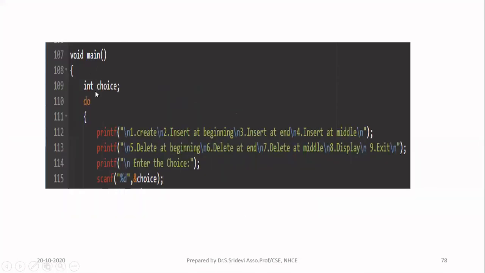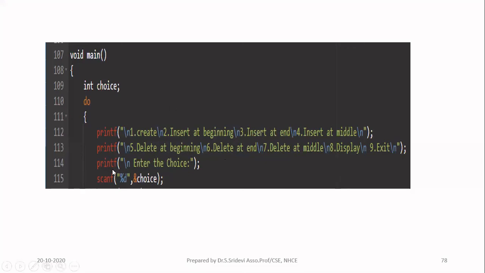Declare the main function, in which you read the choice from the user. Since it's a menu-driven program, you display the menu to the user. If you see the menu, I have functions for create, insert at the beginning, insert at the end, insert at the middle, then delete beginning, delete end, delete middle, and then display. So all these things we are supposed to perform. And then case number 9 is nothing but exit, which will cause the loop to be terminated.